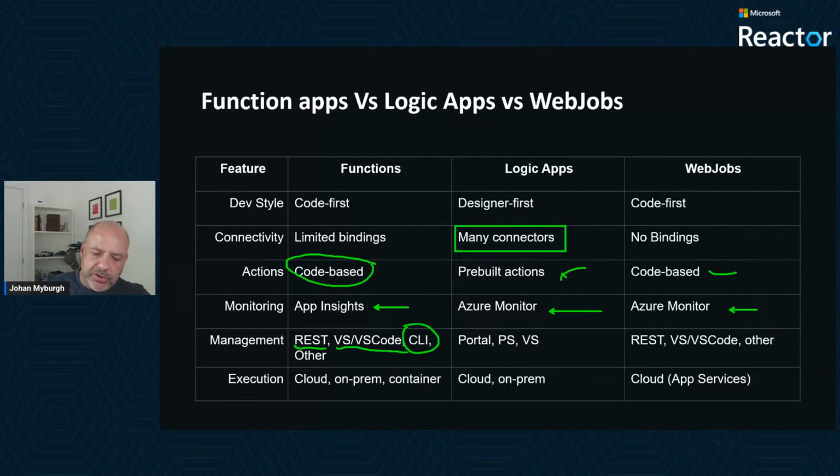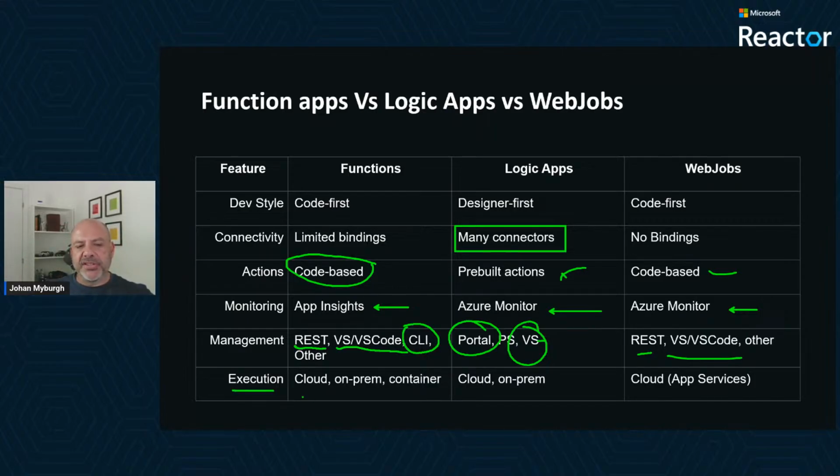Logic apps, you're predominantly going to be building in the portal, but you can also use PowerShell and also Visual Studio and Visual Studio Code, because the logic app flow is really just actually a type of text document, right? That you can actually configure. And then the last thing here, you can see web jobs. You're also going to be using REST, or you're going to be using Visual Studio Code for some of these things.